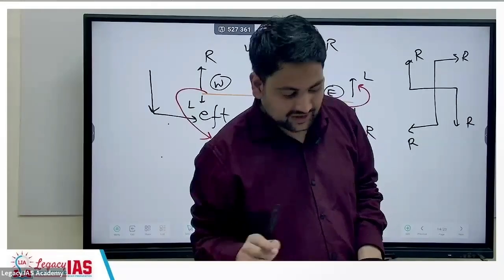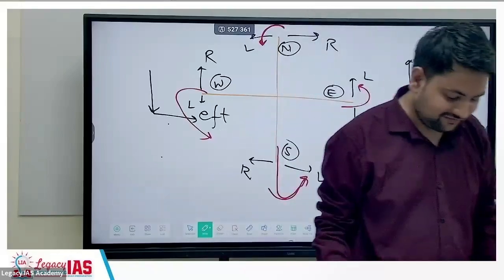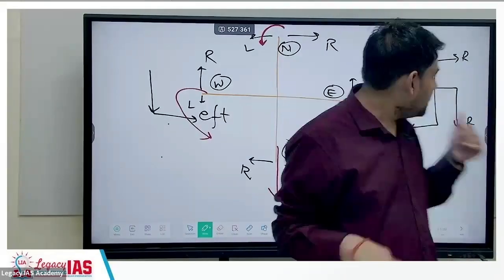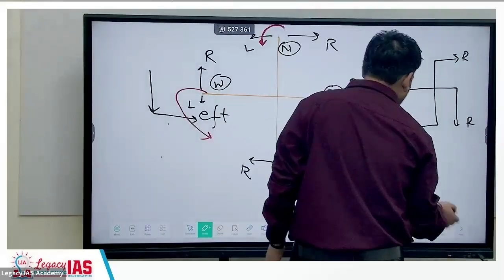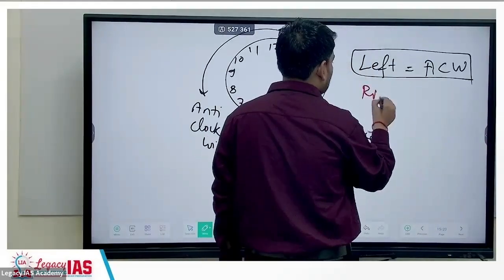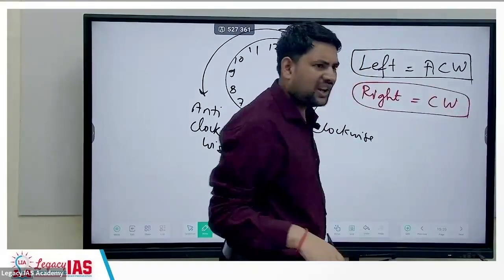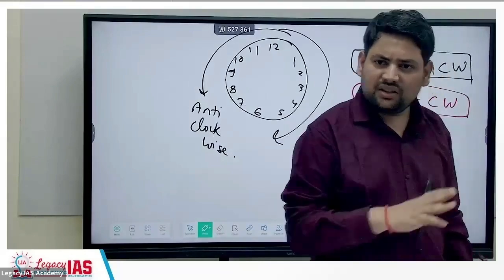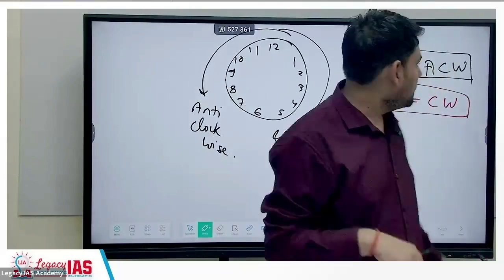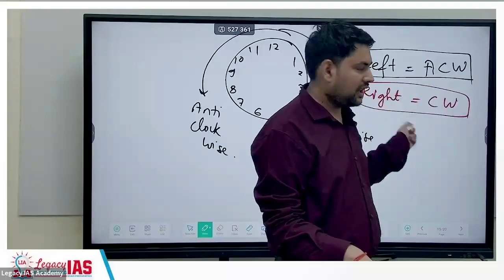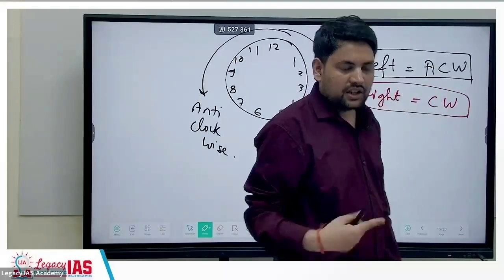Just wait. Write another point. Write the second point. This much you are done with. Similarly, you can write right is equal to clockwise. You need not write the whole sentence. You got the gist of it: if it is written that he takes a left, we assume anti-clockwise. If he takes a right, we assume clockwise. Next point you write.